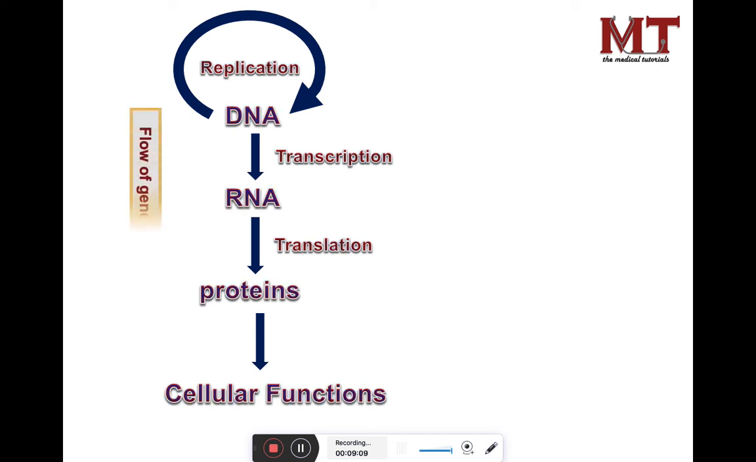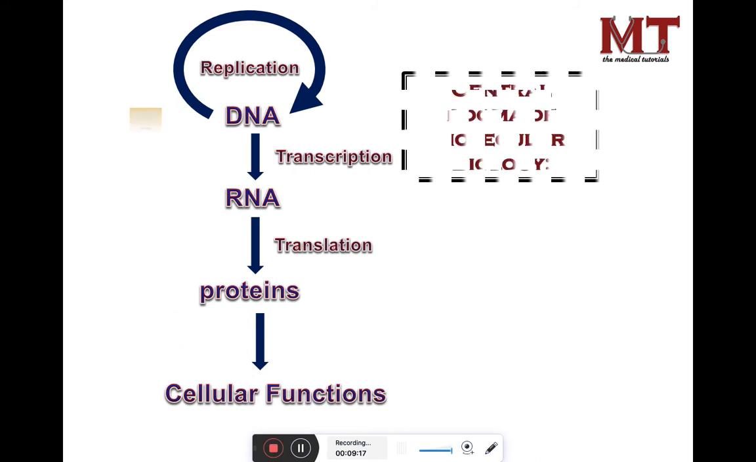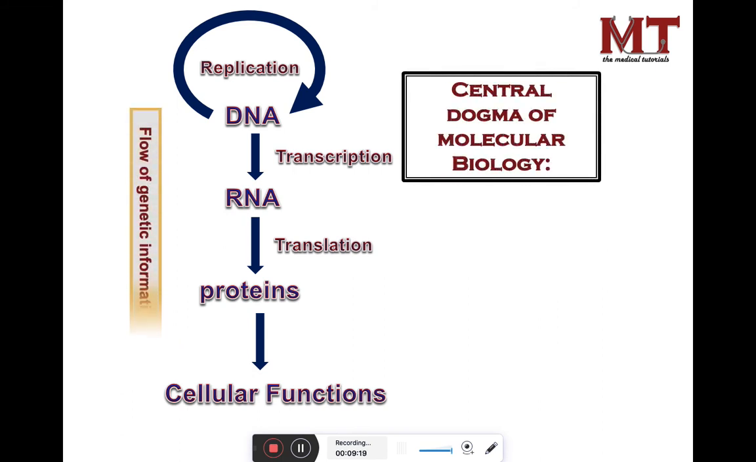So this transfer of information, the flow of genetic information from DNA to RNA to proteins, that is called the central dogma of molecular biology. The central dogma of molecular biology. This is the law of nature. The information always transfers from DNA to RNA to proteins.